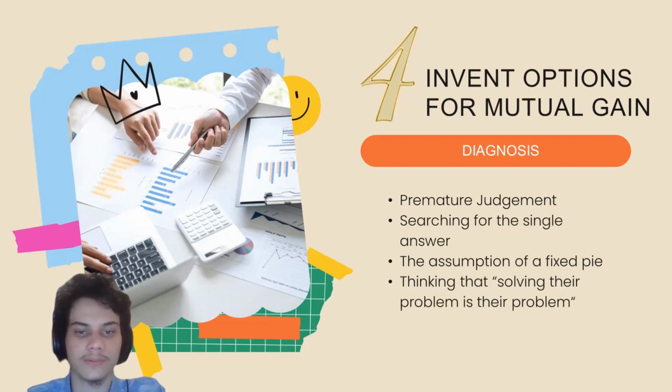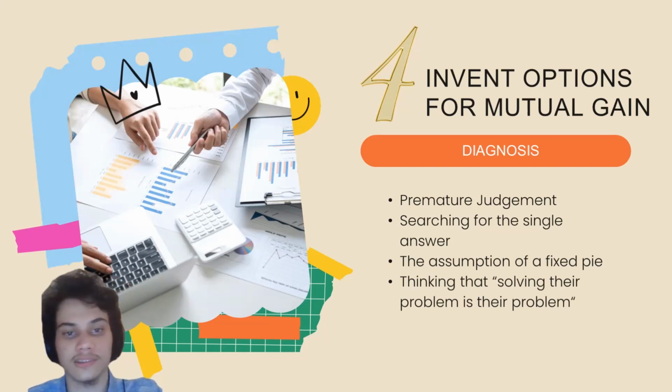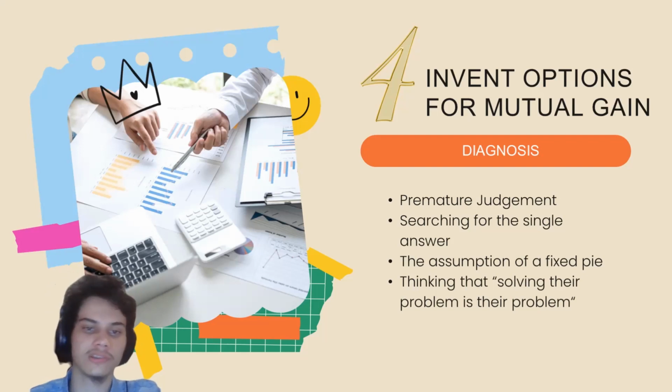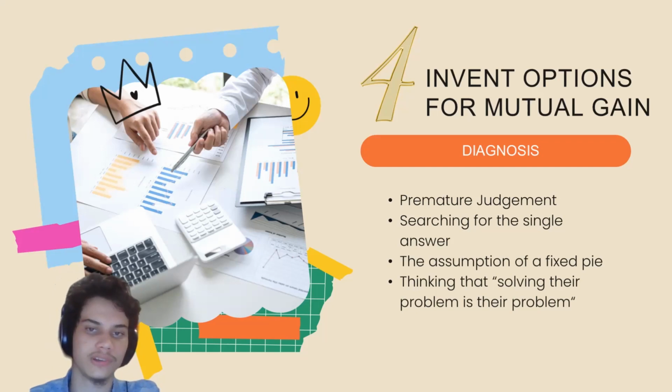Here, there are four major obstacles that inhibit the invention of options. These include premature judgment, which is when other people's preconceived judgment hinders imagination and invention. Searching for a single answer, which is when people do not see inventing new options as an alternative, and instead focus on narrowing the gap between positions. The assumption of a fixed pie, which is when each side sees the situation as either or. And thinking that solving their problem is their problem, which is when each side is only concerned with its own immediate interests.